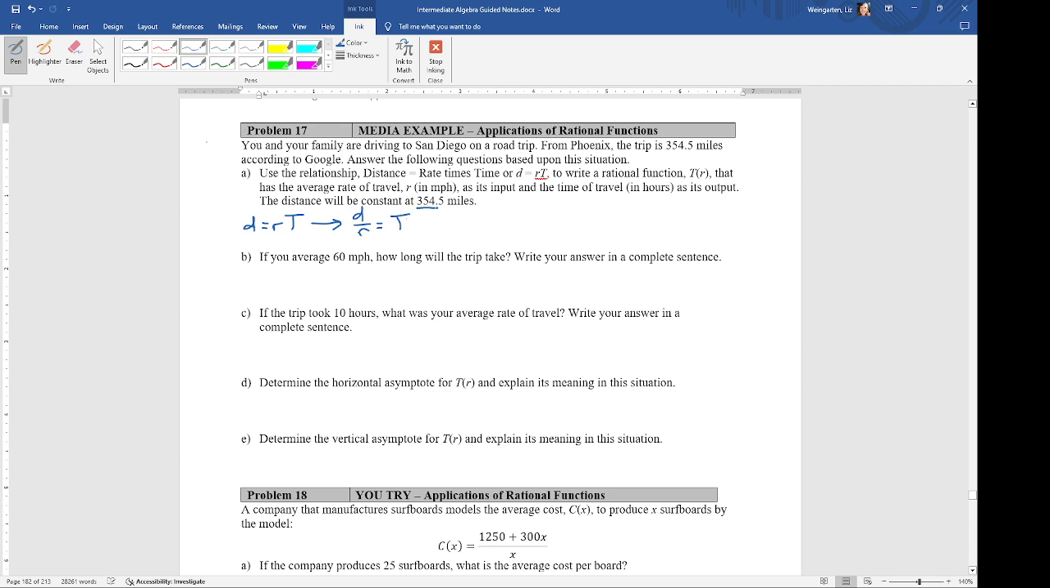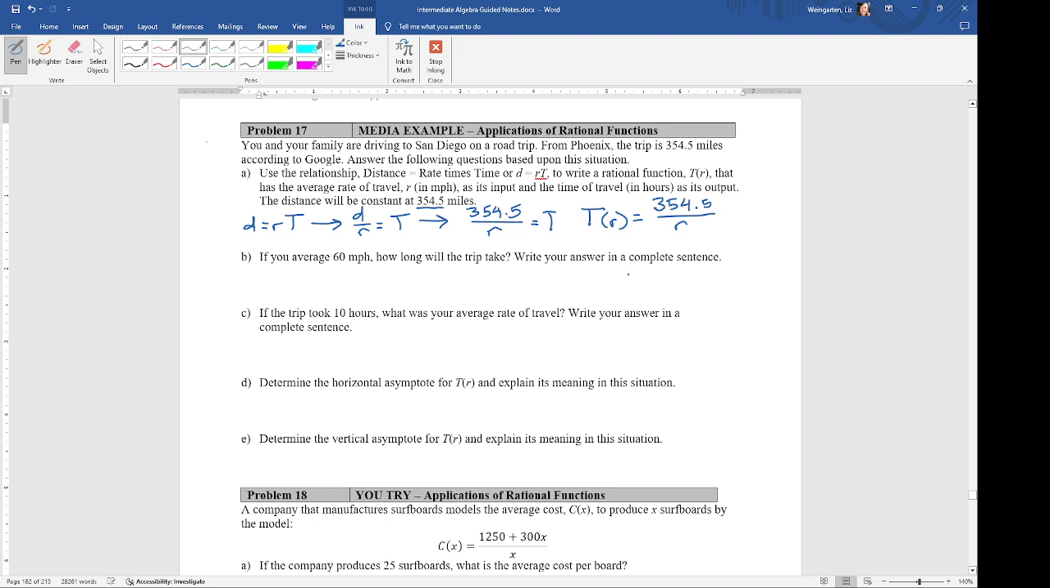Distance is constant at 354.5 miles. Rate is going to be our input, and it's equal to t. Now, if we were to write this in true function fashion, it's going to be t of r is equal to 354.5 over r.